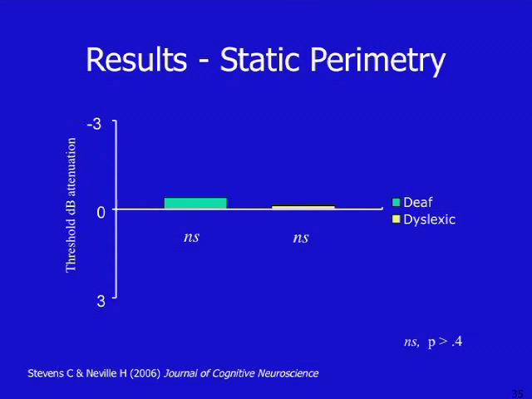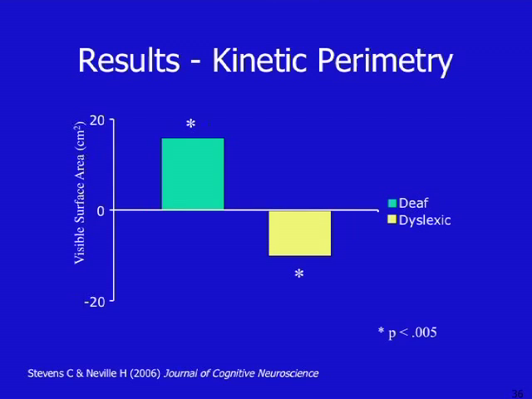But if you see how long it takes for deaf people to detect a light moving in from the periphery, deaf people are significantly faster than their control group, and dyslexic people are significantly slower. So this is, I think, one of the first times we've seen the two sides of plasticity in the same experiment.